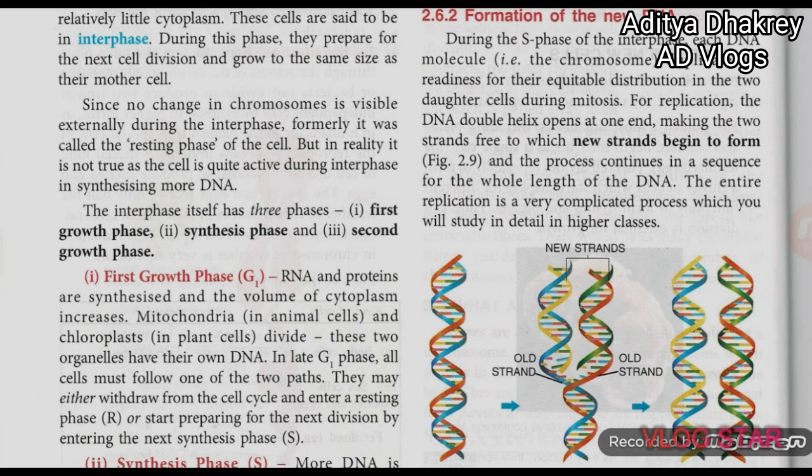Now, formation of the new DNA. During the S phase of the interphase, each DNA molecule duplicates in readiness for its equitable distribution in the two daughter cells during mitosis. For replication, the DNA double helix opens at one end, making the two strands free, to which new strands begin to form, and the process continues in sequence for the whole length of the DNA. The entire replication is a very complicated process which you will study in detail in higher classes.